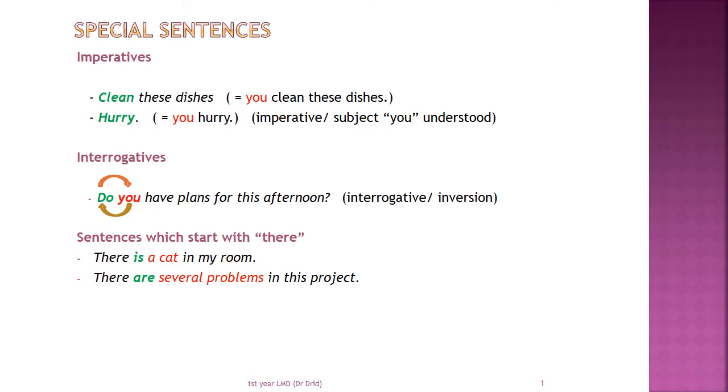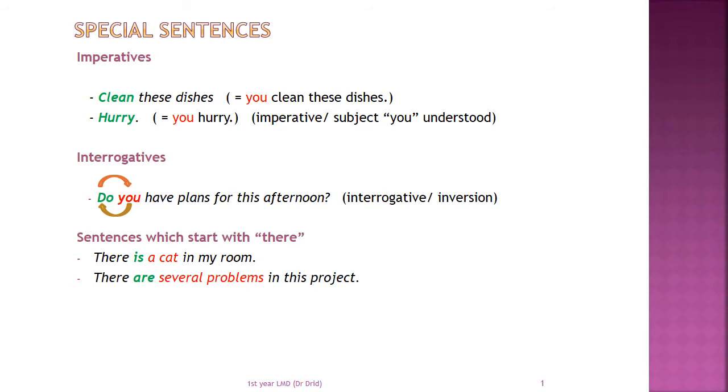The second type of special simple sentences is the interrogative sentence, the question. Either WH questions or yes or no questions. Here again we have the position of the subject and the position of the verb is not like the ordinary simple sentences. We notice that a sentence like this one starts with do and it is followed by you. We say that there is inversion, changing the places of the subject and the verb. The subject comes after the verb.